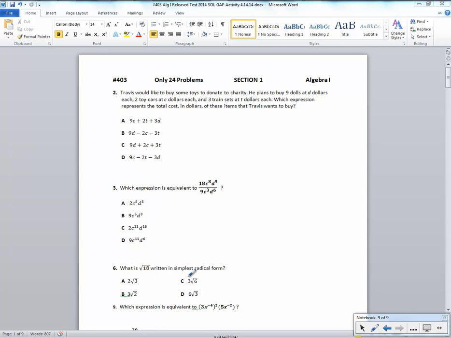Problem number 3, what you're doing here is you just need to simplify 18. So you're going to do hockey stick. You're going to be using the numbers 2, 3, 5, 7, 11.